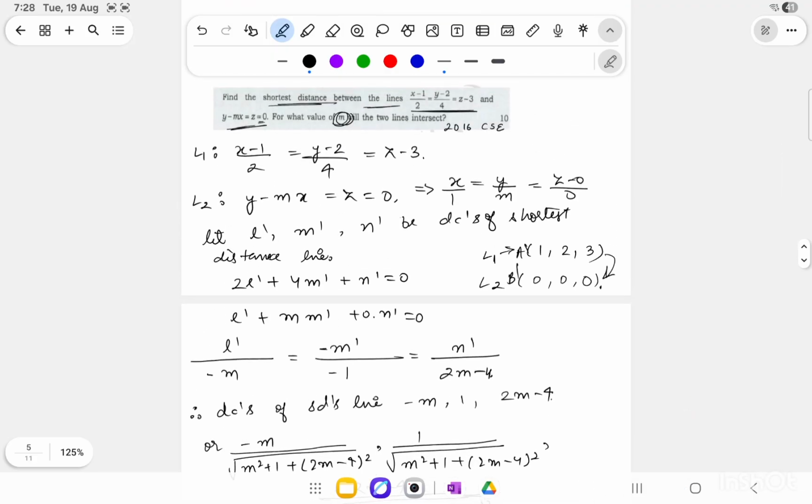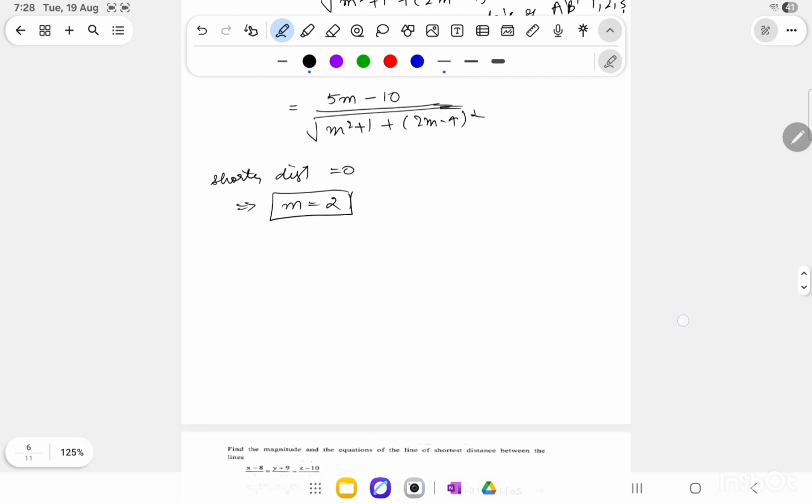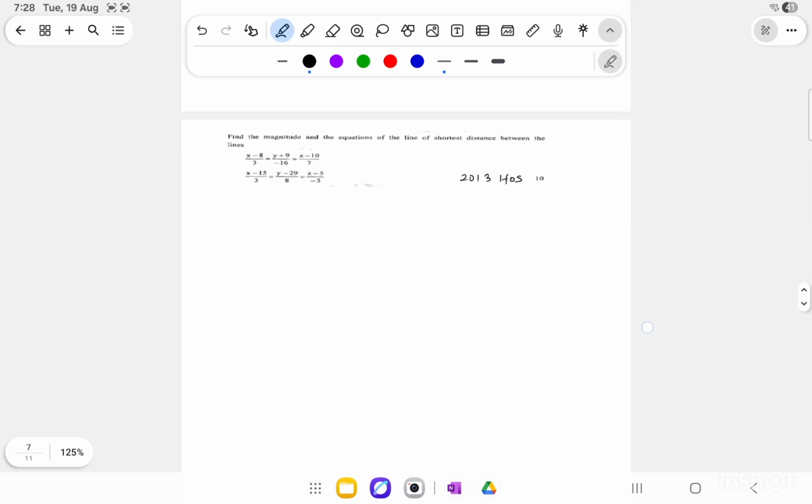And further, we are supposed to find the value of small m. What if the two lines intersect? If two lines intersect, then the shortest distance must be 0. So we can just equate it with 0. Shortest distance equals 0 if the two lines intersect. So from here I got my m equals 2. So for small m equals 2, these two lines will intersect. So that's all we're supposed to prove in this question.